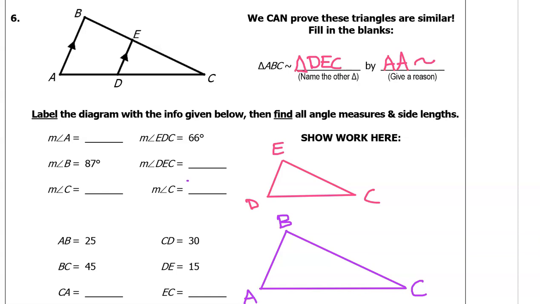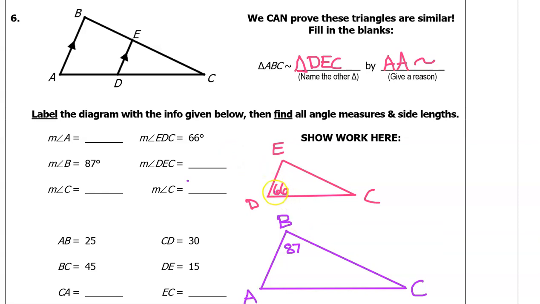So angle EDC is 66 degrees. So let's see, EDC is right here. So I'm going to go ahead and put the 66. Angle B is 87. All right, that's all we're given in terms of angles. Let's see what else we can figure out.